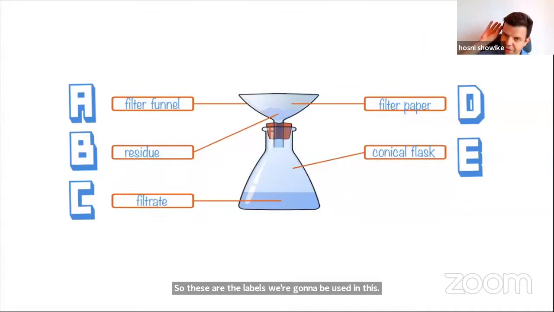Again, I'm just going to repeat this because I see this mistake so many times, that people think I can use filtration to separate any solid. The solid has to be insoluble if you are to use filtration, okay?